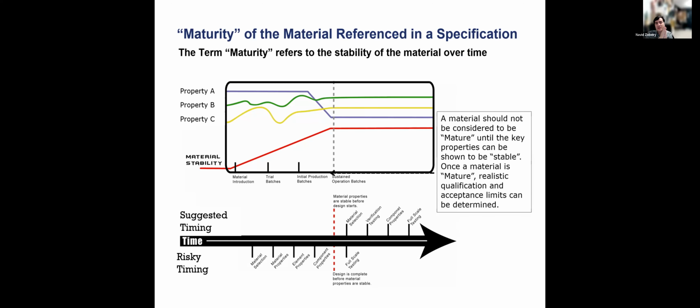So typically there is a period of time when you're doing trial tests and you're developing your process. The material is still going through changes. So it's a maturity process. Let's say properties A and B and C are all changing. But at some point, when you go to production, you want to make sure everything is constant after that. So this basically shows that the maturity increases and then everything becomes constant and it's a mature material.